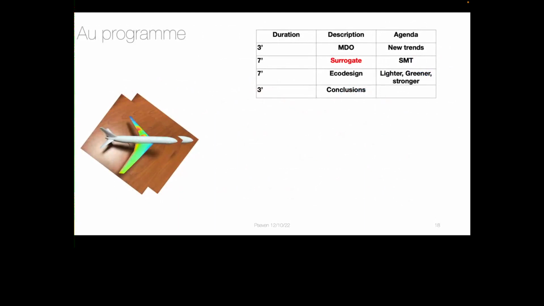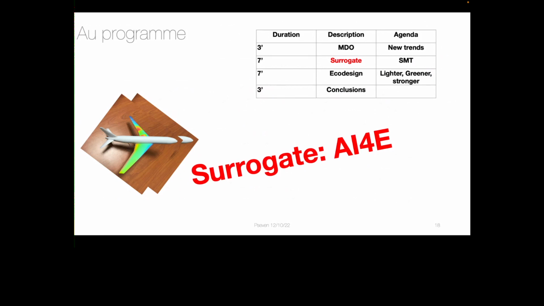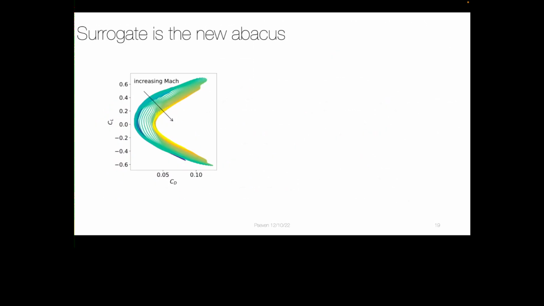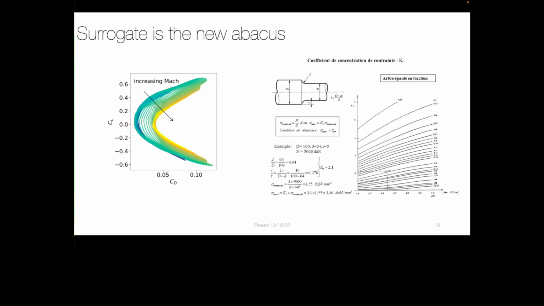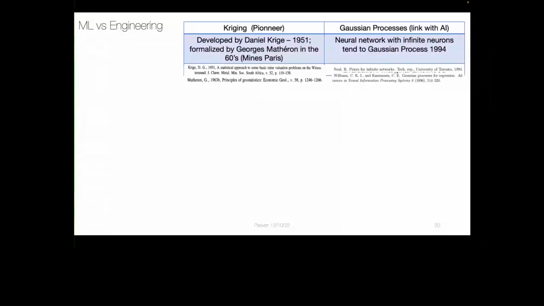Okay, so the next part is surrogate modeling, and I will try to give you an overview of SMT, and just start by saying that for me, in fact, surrogate is the new abacus that every person in the world of CFD, sorry, thermodynamics, can reuse. There are a lot of abacus that can be reused in your everyday calculation, right? And all this story started, in fact, in 1951 with the work of Krige and formalized by Matheron in Paris for geostatistics.